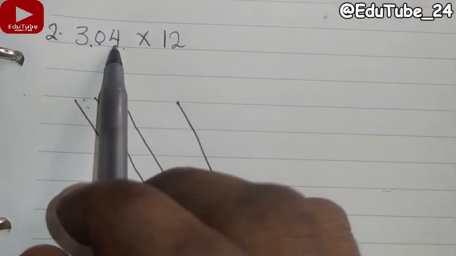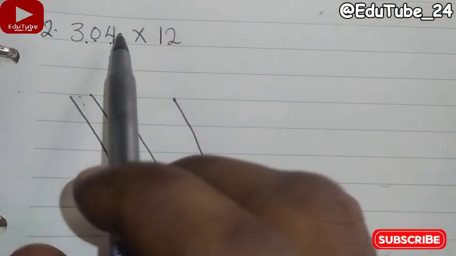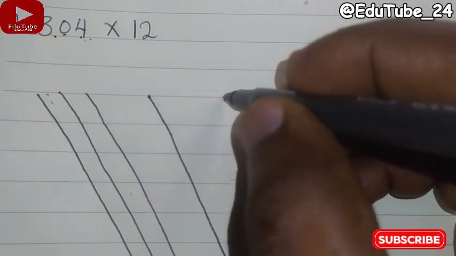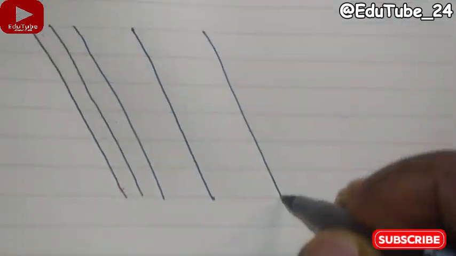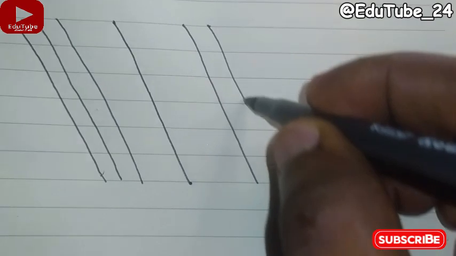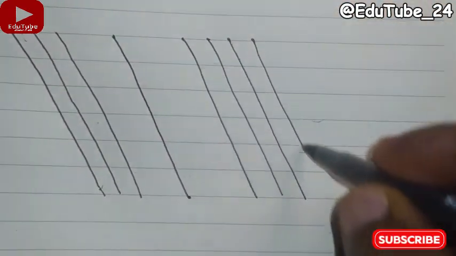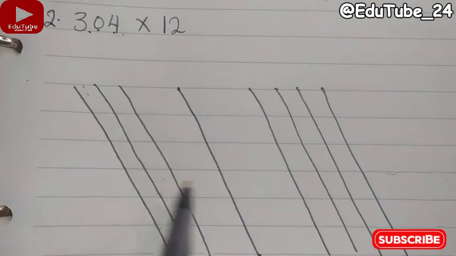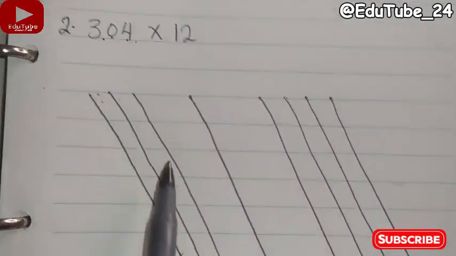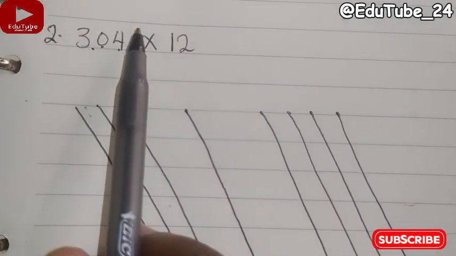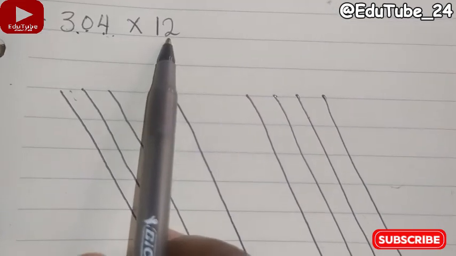Then the next number is 4. So I'm going to draw 4 sticks or 4 strokes to represent the 4, which is the unit. So I will draw 1, 2, 3, and then 4. Now that we represented 304 successfully with sticks, let's go on and draw the sticks for 12.